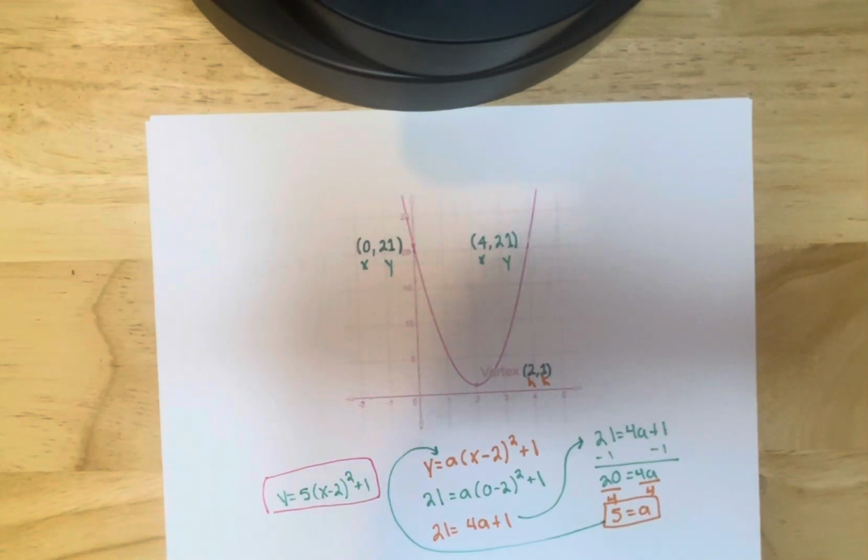Okay? So every single time that you're given a question with the vertex, plug into vertex form and use that random point to solve for A. All right, let's try example 2.